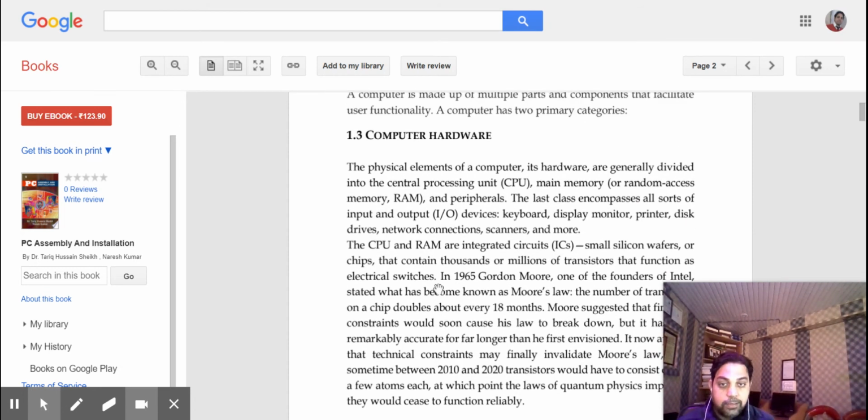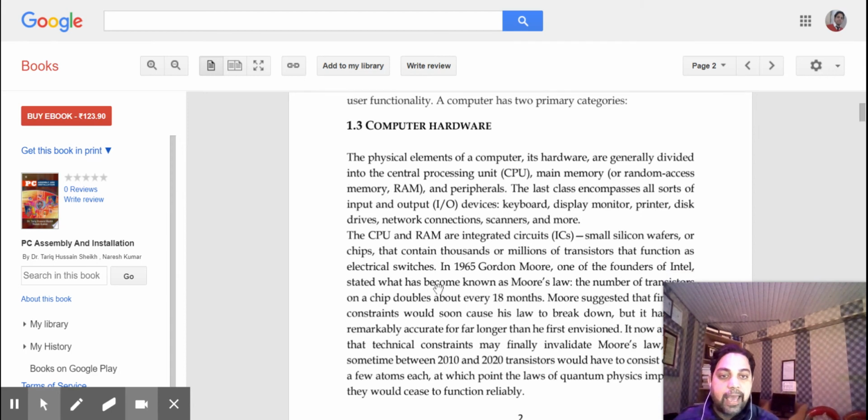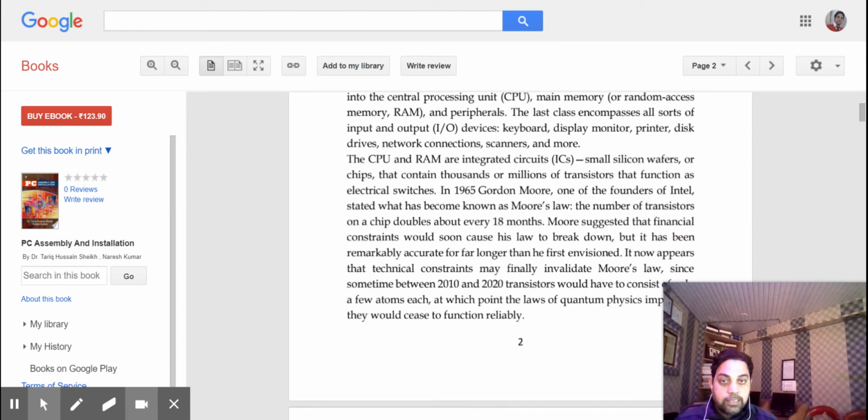One is computer hardware. The physical elements of the computer, its hardware, are generally divided into the central processing unit, main memory, which may consist of random access memory, and peripherals. The last class encompasses all sorts of input-output devices: keyboard, display monitor, printer, disk drive, network connections, scanners, and more. The CPU and the RAM are integrated circuits. Small silicon wafers are chips that contain thousands or millions of transistors that function as electric switches.